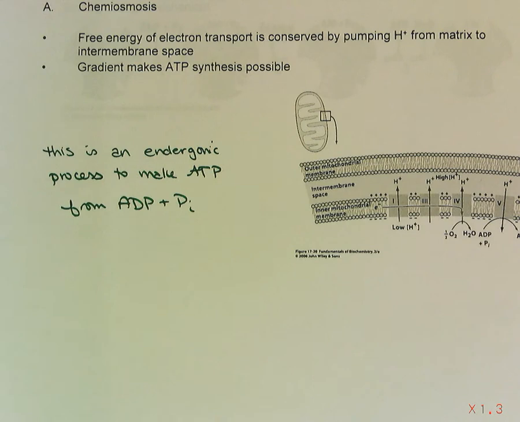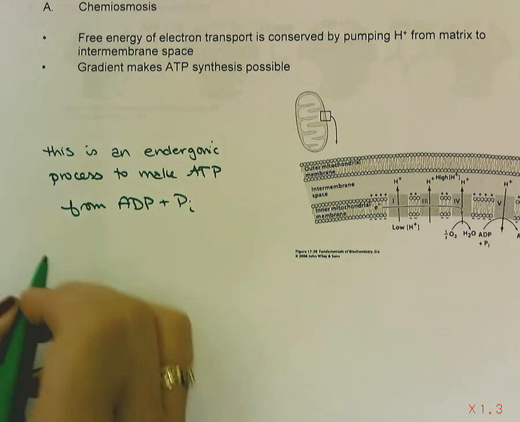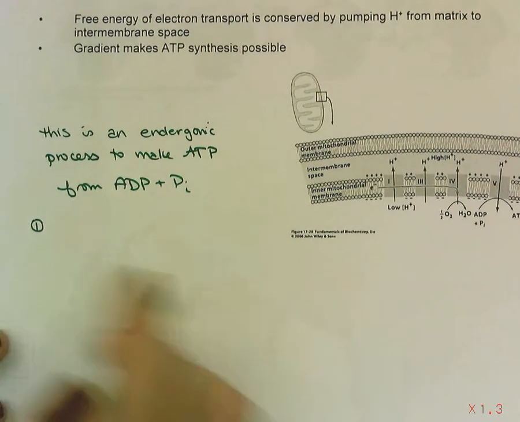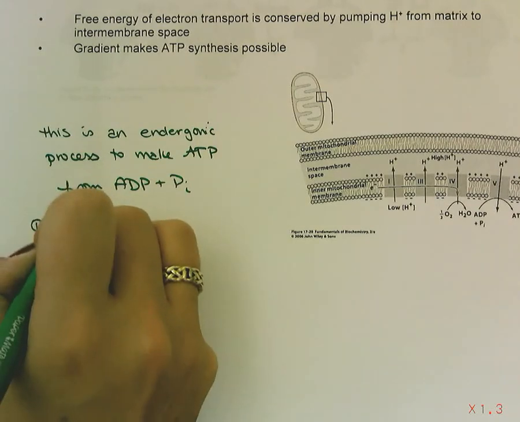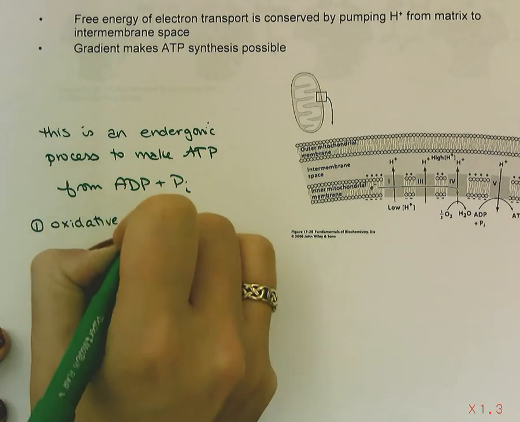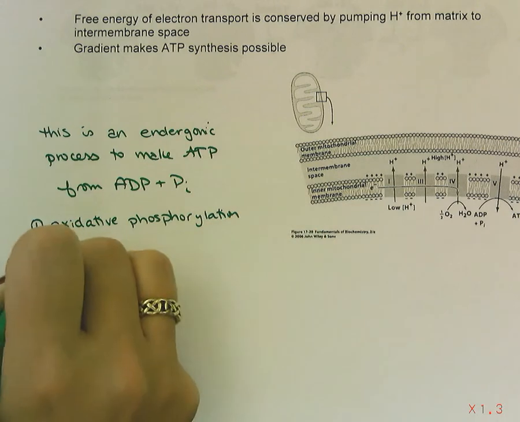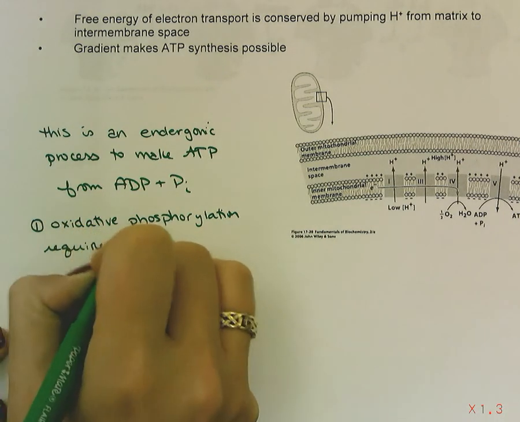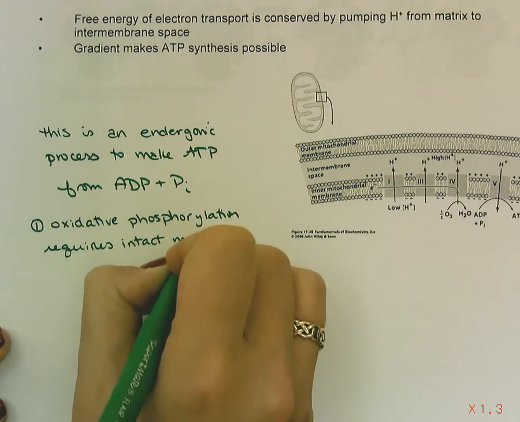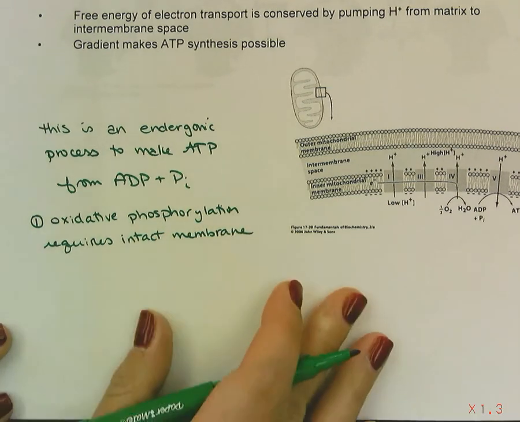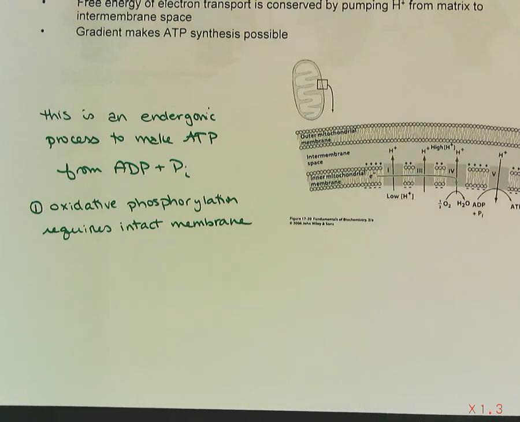All right, so let's take a look at some of the things that have to come into play for oxidative phosphorylation to occur. First one should be a gimme. In order to do this, you have to have an intact membrane. Can't have a membrane with holes in it.